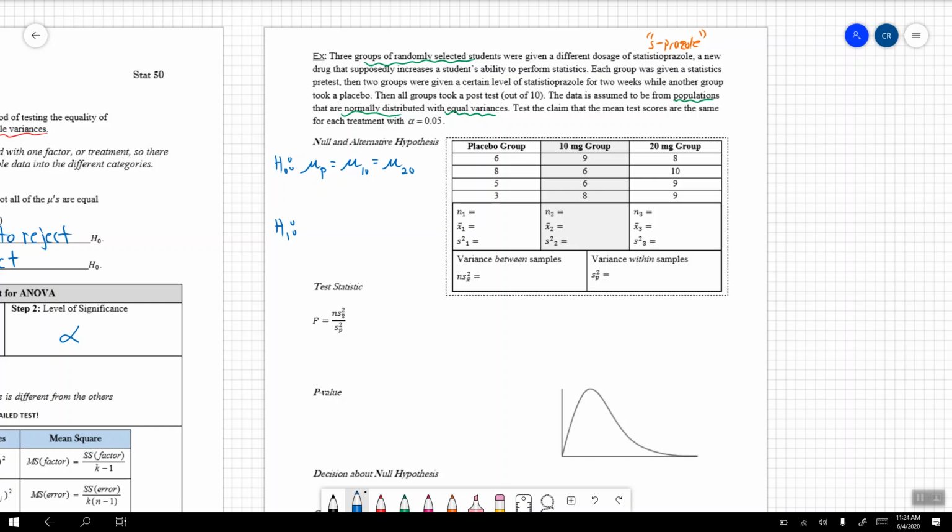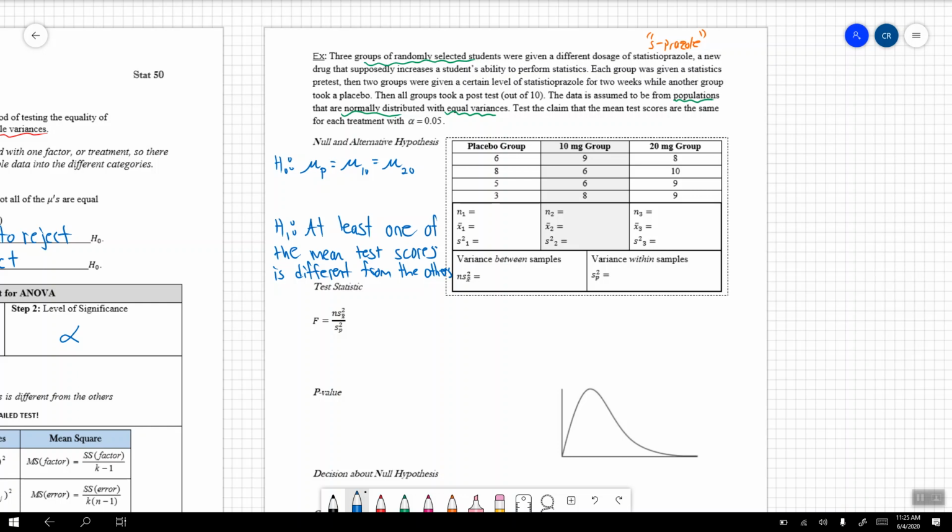Alternative hypothesis: at least one of the mean test scores is different from the others. So we're looking for one test score to be different from the others. Okay, nice. So that's what we have here so far for the null and alternative hypotheses.